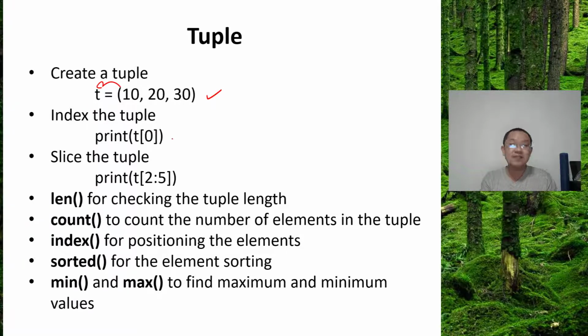We can index the tuple using square brackets. We can slice the tuple using square brackets and the colon. We have similar functions that could also be applied to the tuple data type, like len for counting the number of items, and index to determine the position of the elements inside the tuple that you are interested in. You can also sort using the sorted function, and find the minimum or maximum value using the min and max functions.